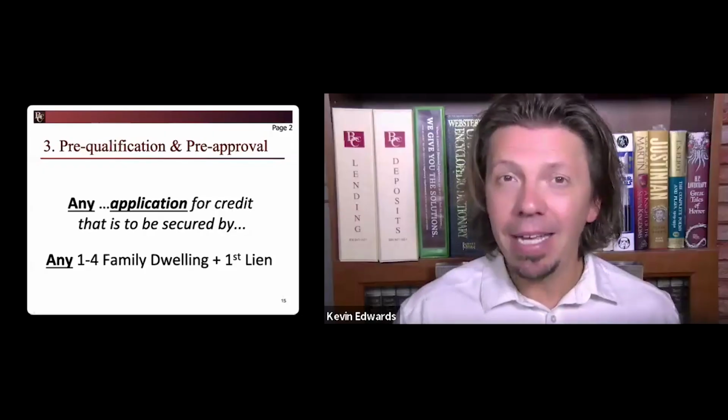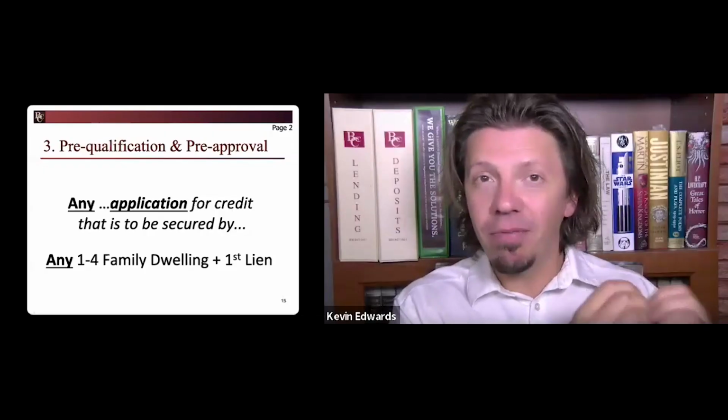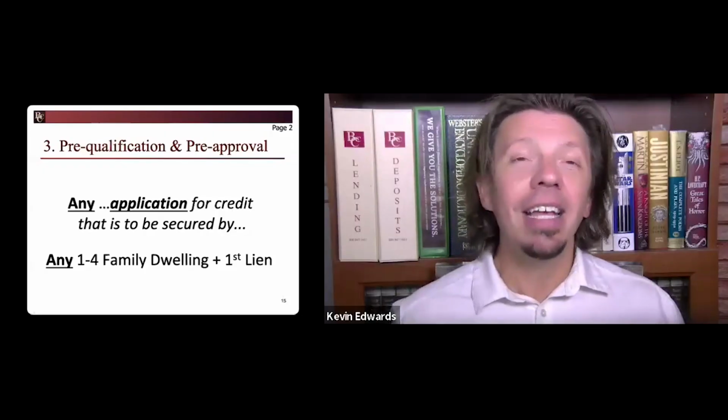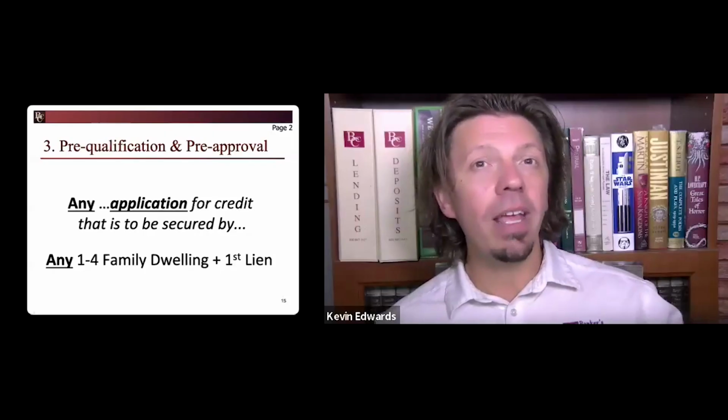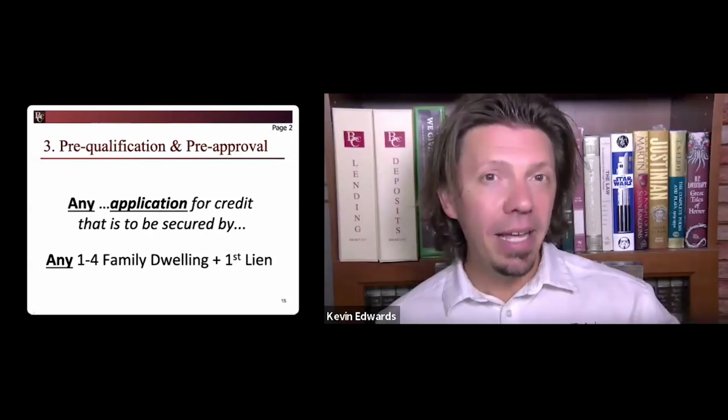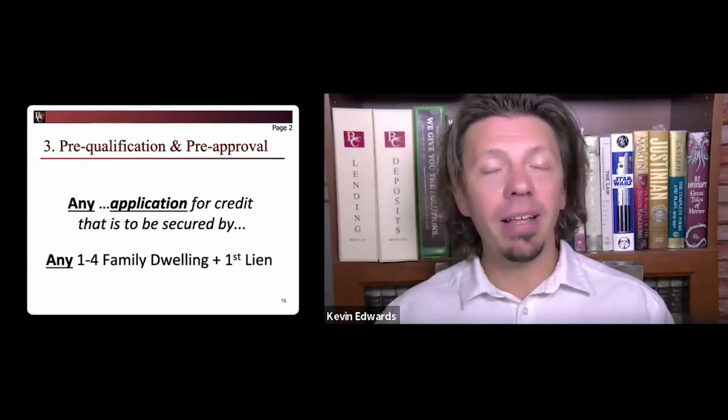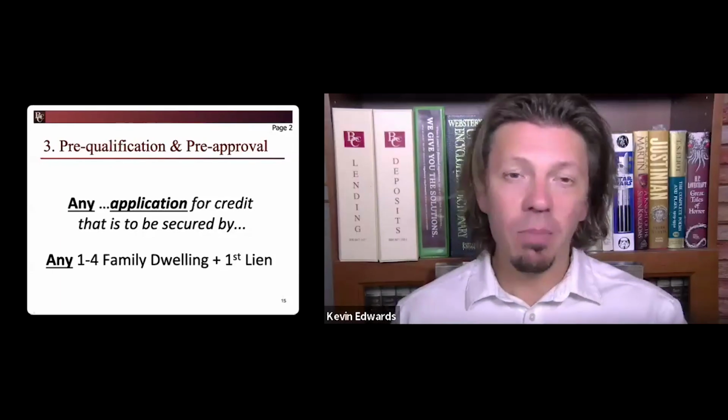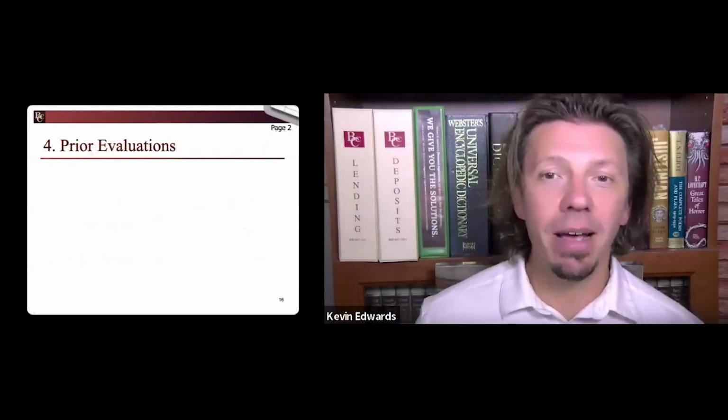Because under Reg B, the definition of an application is very loose. It's a request for credit, even if it's still a pre-qual. So if this loan is or is going to be secured by a first lien on that dwelling, now we're playing the game. Okay, so make sure we nail those concepts down right out of the gate.